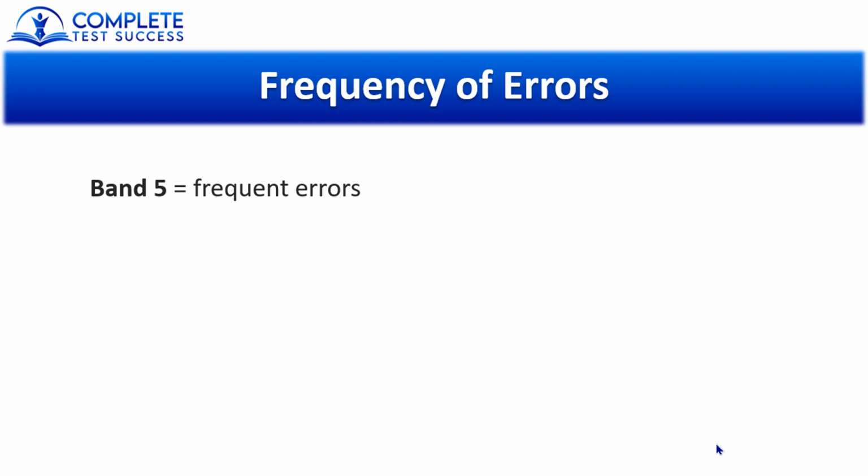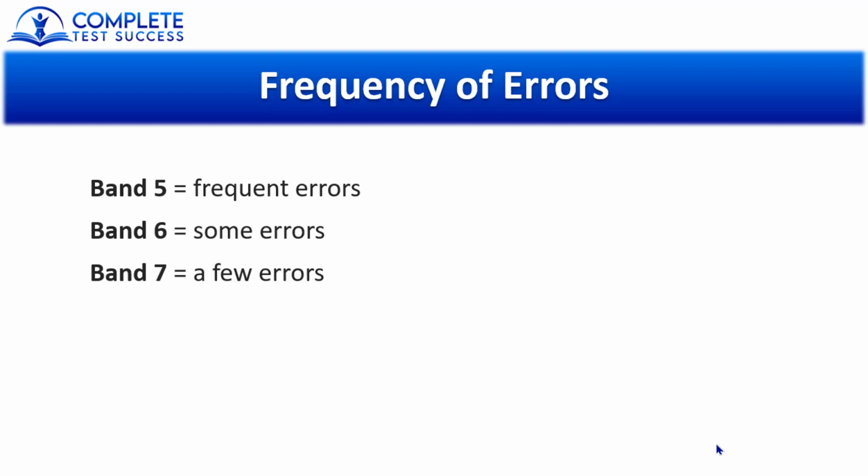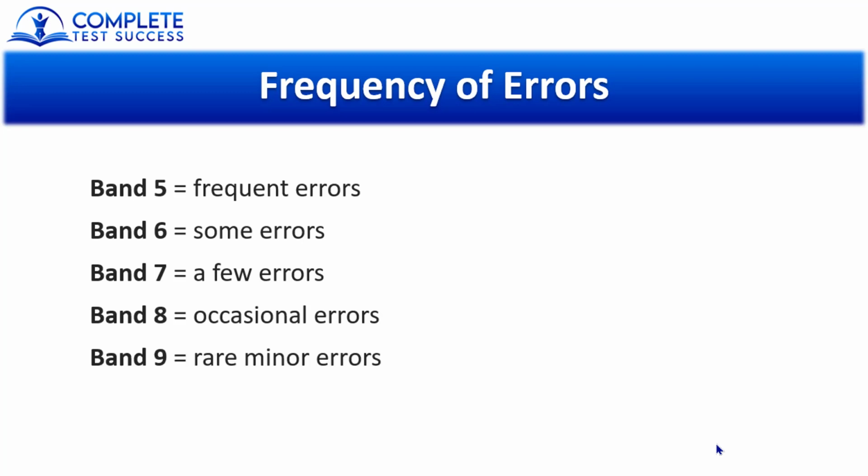So, band 5 is described as having frequent errors. Band 6 as having some errors. Band 7 a few errors. Band 8, occasional errors, and Band 9, rare minor errors.